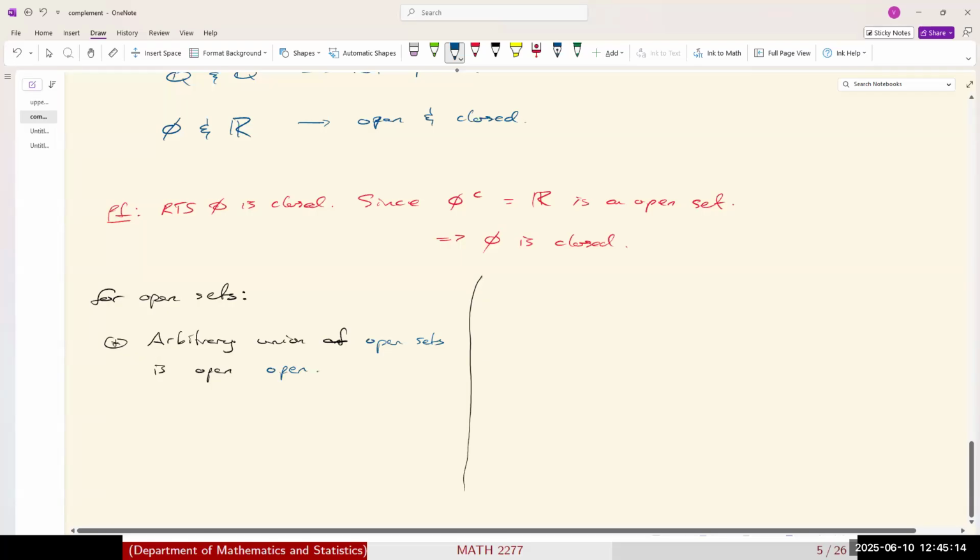So if you take any union of open sets, you get an open set, right? We proved this yesterday. And we also proved that the finite intersection of open sets is an open set. It's open. The arbitrary union of open sets is open, and we proved that the finite intersection of open sets is open.